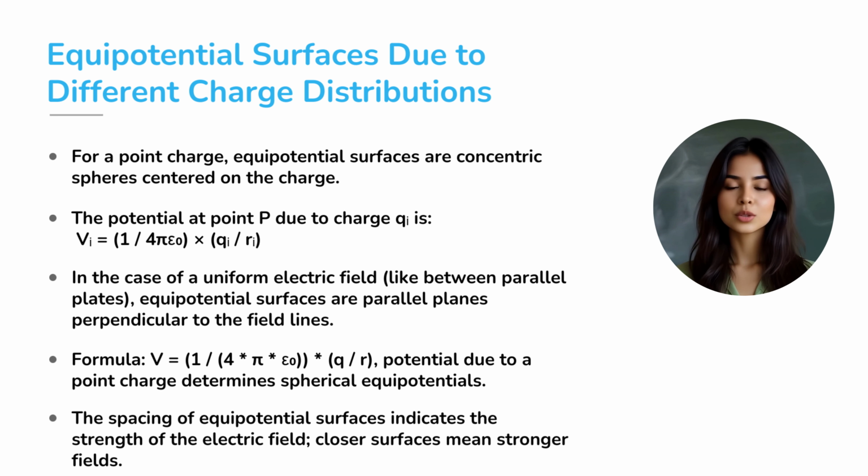Let's recall the potential due to a point charge. It's given by V equals 1 divided by 4 pi epsilon naught multiplied by Q over r. This equation helps us understand why the surfaces are spherical. Potential depends only on distance r from the charge. And the closer the equipotential surfaces are to each other, the stronger the electric field in that region. That's why in diagrams, the denser the surfaces, the more intense the field.